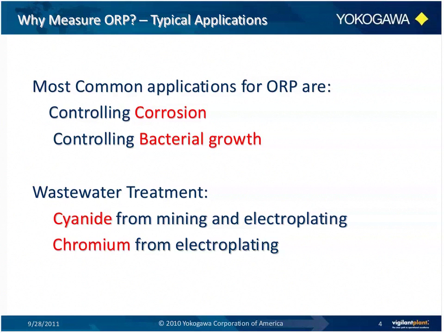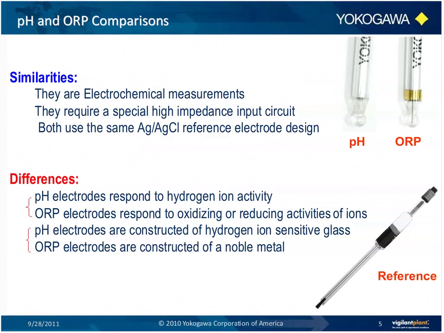If you are already familiar with a pH measurement, you will find that ORP is similar in the fact that they are both electrochemical measurements that require a special high impedance input. Also, pH and ORP normally use the same standard silver chloride reference electrode design that we'll talk about later. However, ORP differs from pH because it uses a different measuring electrode that responds to the oxidizing or reducing activities of the ions within the process solution instead of the hydrogen ion activity as seen in pH.